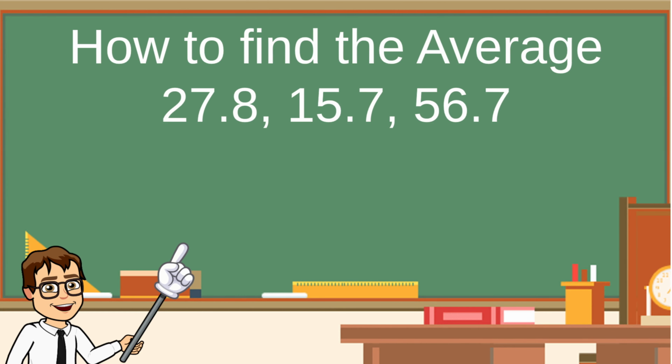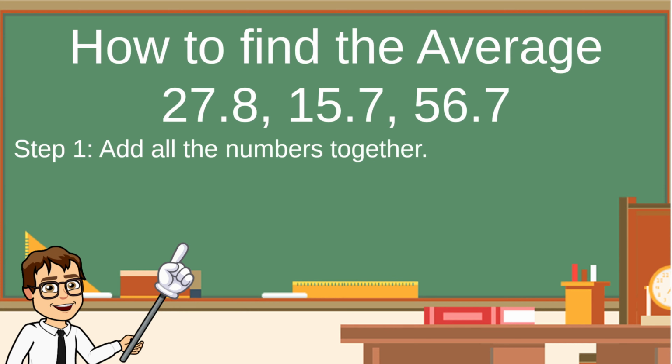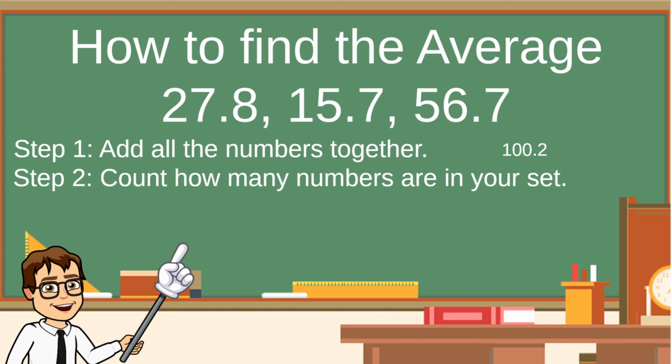So, to review, to find the average, you add all the numbers in a set together. 27.8 plus 15.7 plus 56.7 gives us 100.2. Step 2 is to count how many numbers are in your set. Our current set has 1, 2, 3 numbers in it.